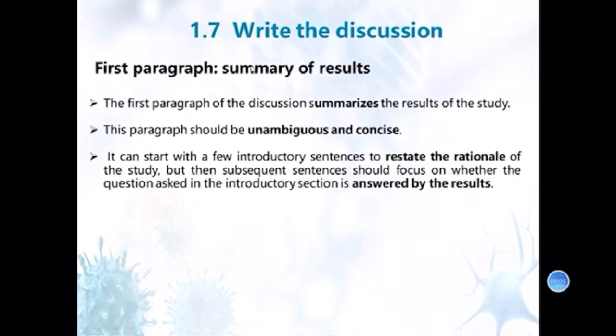The first paragraph is a summary of the results. You can summarize the results of the study. This paragraph has to be concise. It can start with a few introductory sentences to restate the rationale of the study, but then subsequent sentences should focus on whether the question asked in the introduction section is answered by the results.